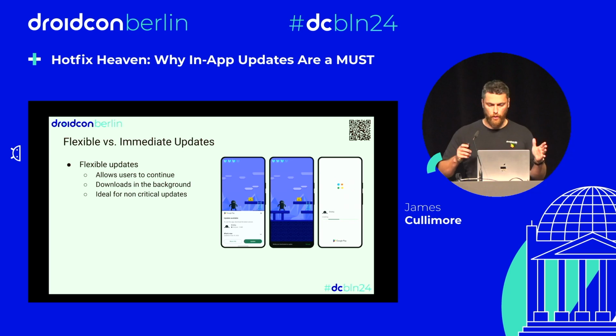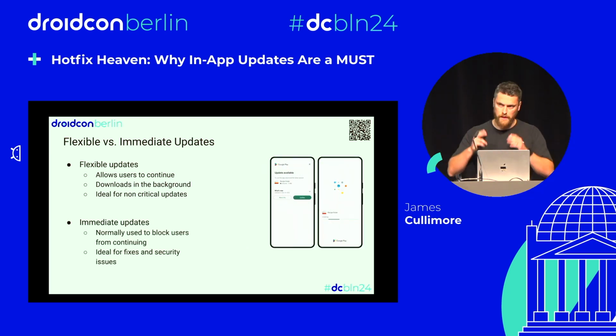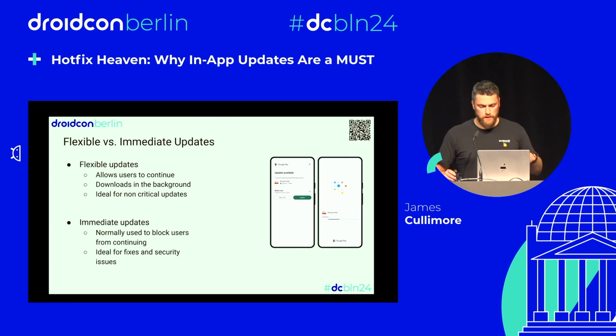And this flexible flow is very similar to our immediate flow, except there's no screen in the middle. So this is normally used to block the user from continuing into the app. It's ideal for critical fixes and security patches and stuff like this. Normally we would block it, as in if the user presses on cancel, we simply show it again.